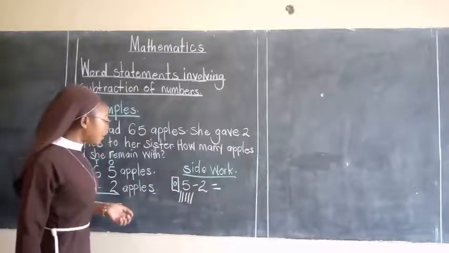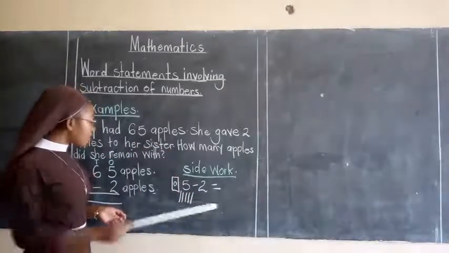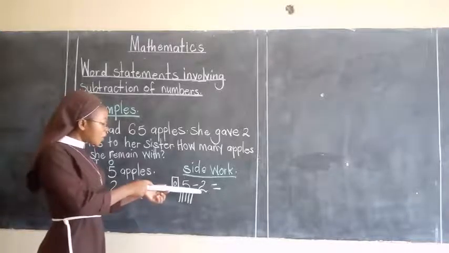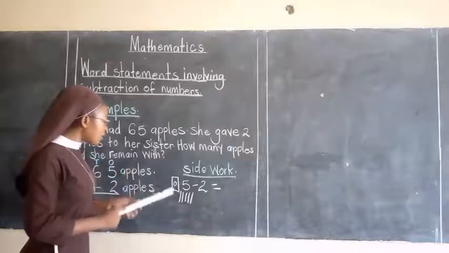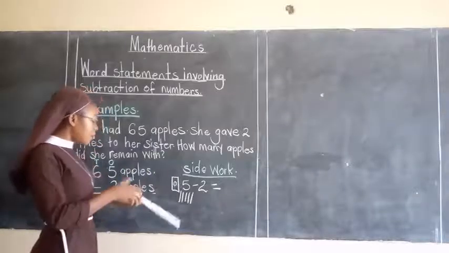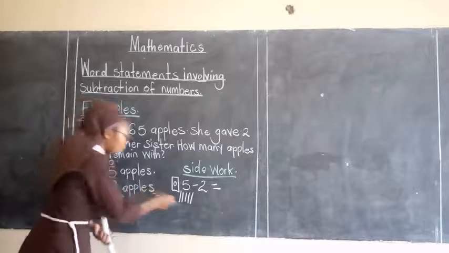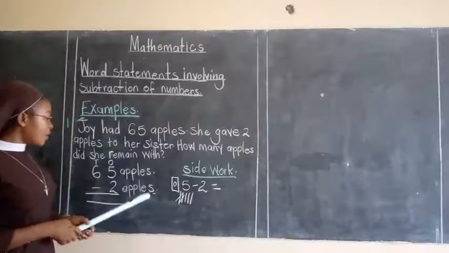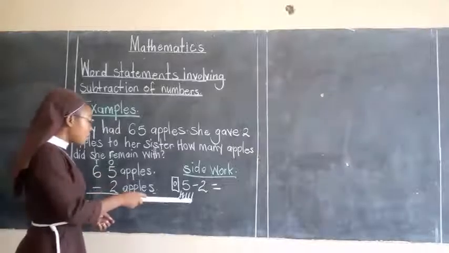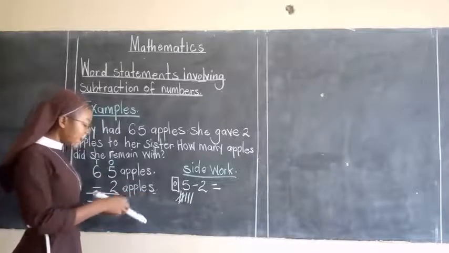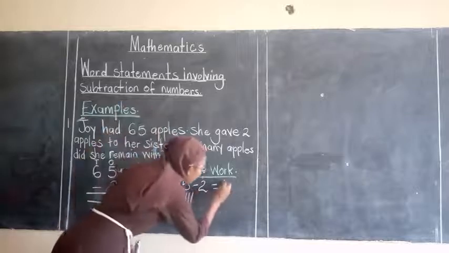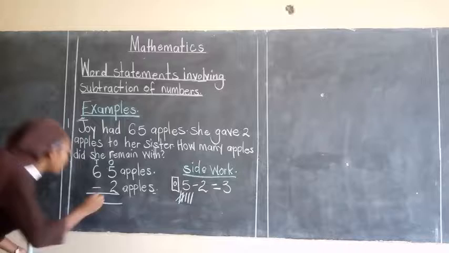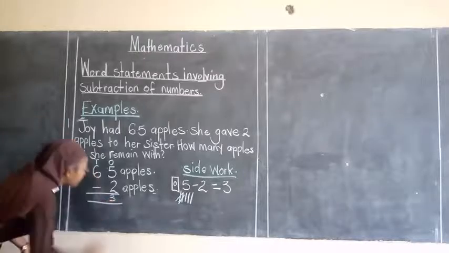Draw the 5 counters below number 5 because it's from number 5 that we are taking away 2. So we shall cross out the 2 counters from 5 since we are subtracting from 5. Let's cross out the 2. 1, 2. How many have you remained with? Let's count together. 1, 2, 3. Meaning 5 take away 2, we shall have our answer as 3. We go back to our place value of ones and we write 3.